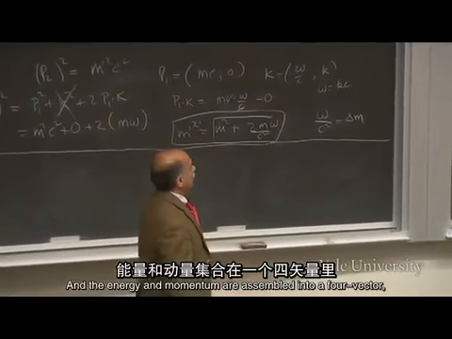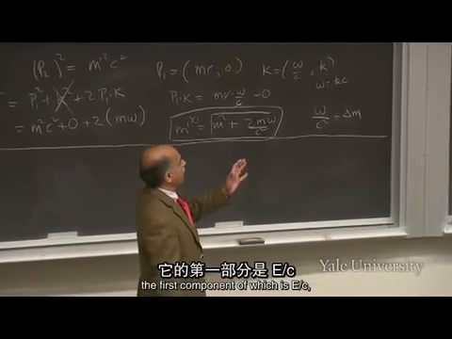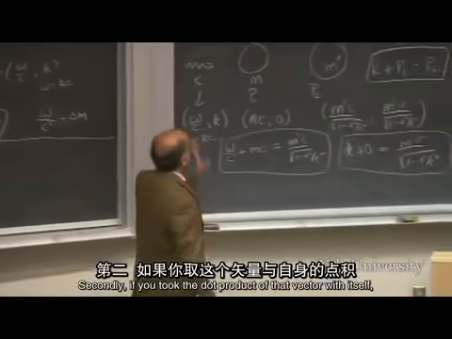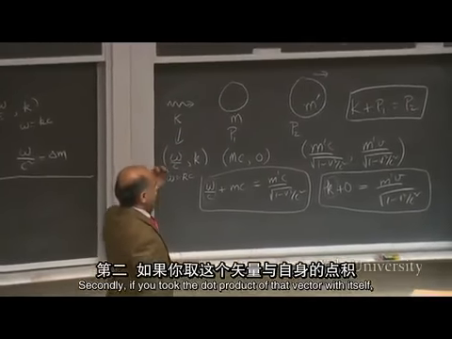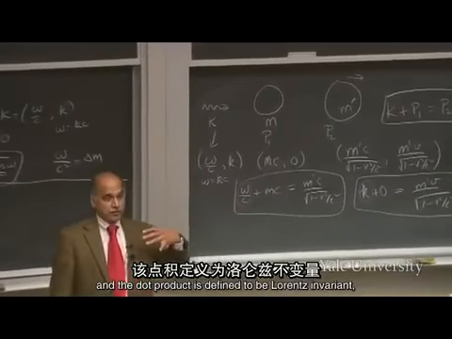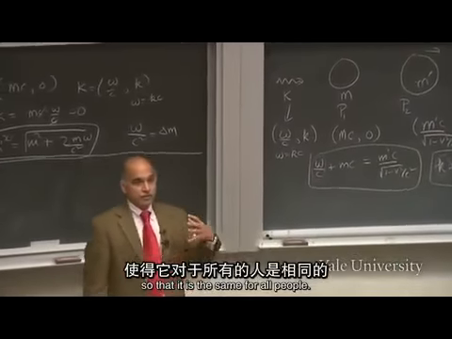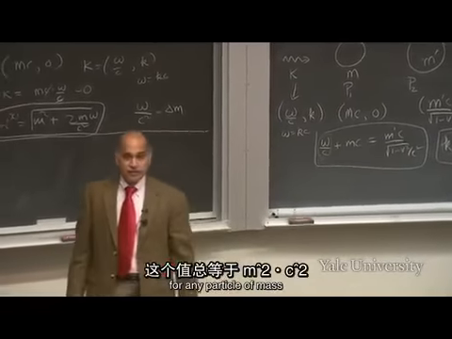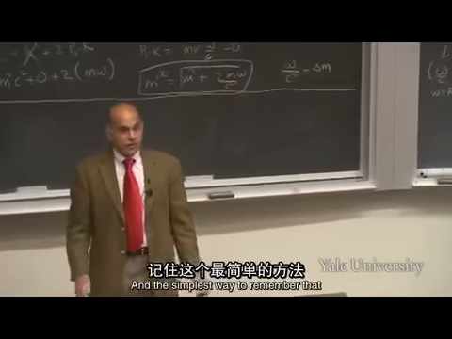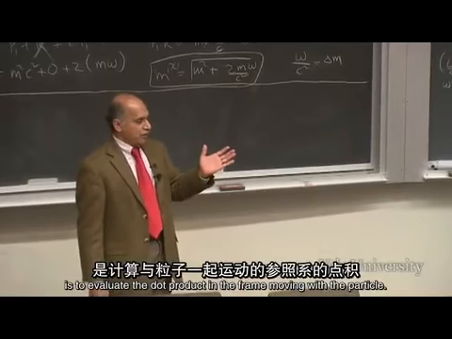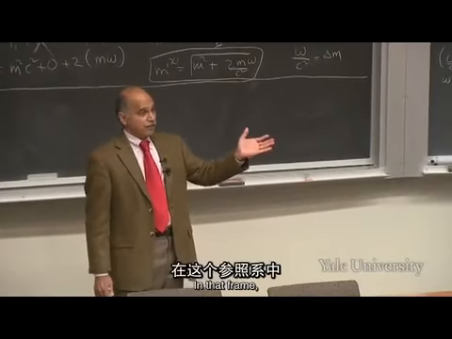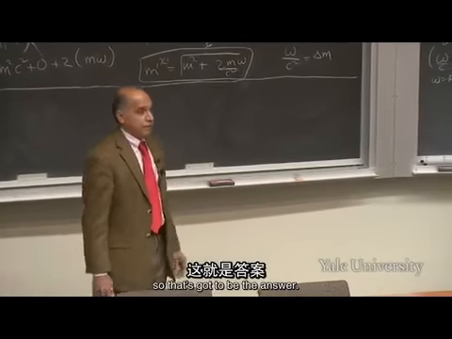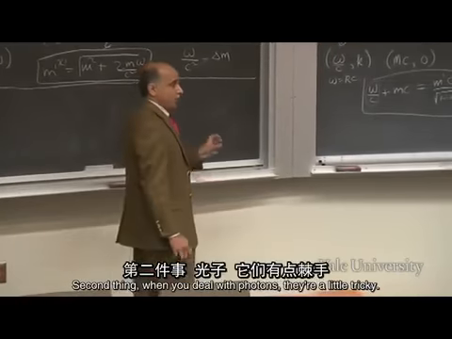And the energy and momentum are assembled into a 4-vector, the first component of which is E over c, second component is just the momentum. That much you should know. Secondly, if you took the dot product of that vector with itself, where the dot product is defined to be Lorentz invariant, so that it's the same for all people, that's P0 squared minus P1 squared, you will always get m squared c squared for any particle of mass m, independent of its state of motion. And the simplest way to remember that is to evaluate that dot product in the frame moving with the particle. In that frame, it only has a P0, which is mc, and doesn't have a spatial momentum, so that's got to be the answer.